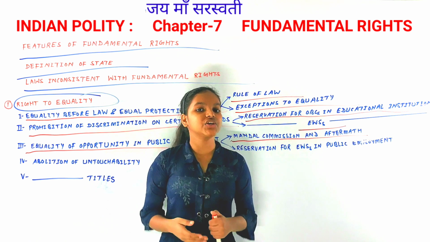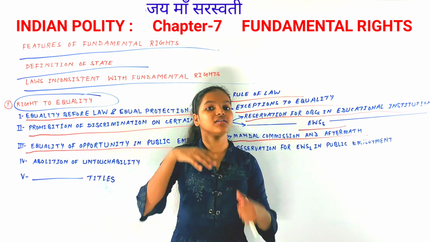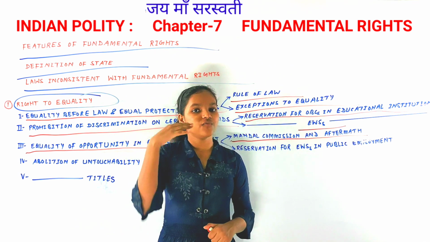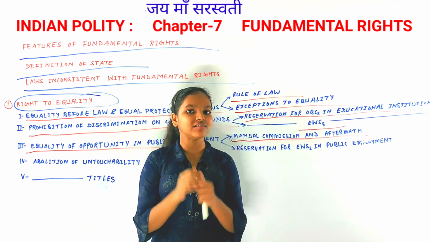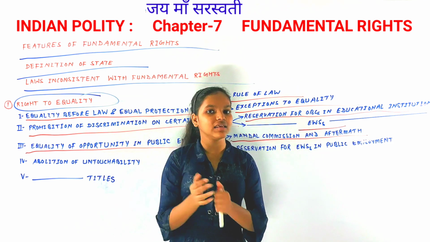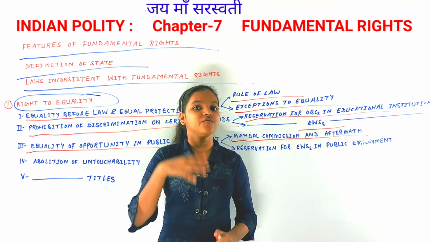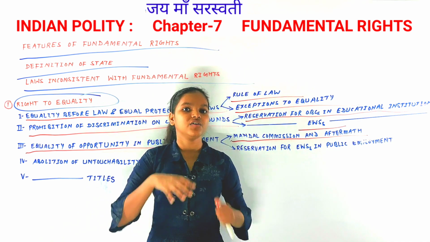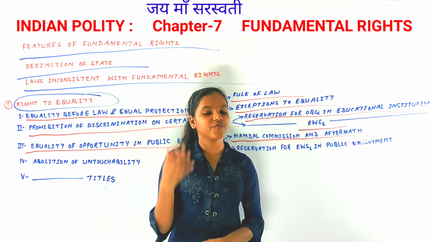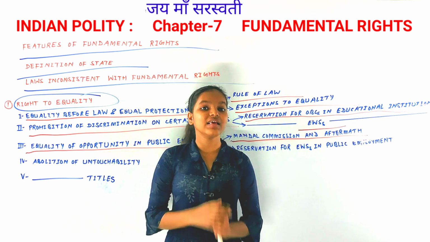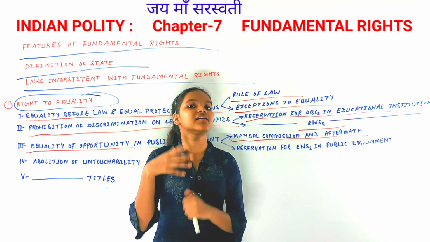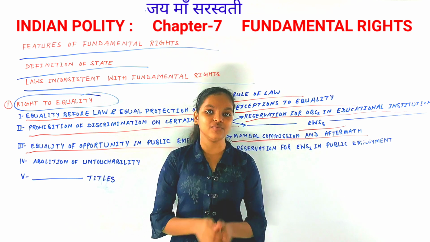So the Mandal Commission submitted its report and asked for 27% reservation for these backward classes, and after 10 years, in 1990, the VP Singh government provided for a reservation of 27% for OBCs, other backward classes, in public employment if they are not benefited from any of the existing schemes.